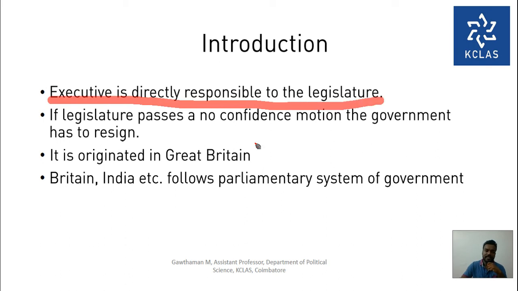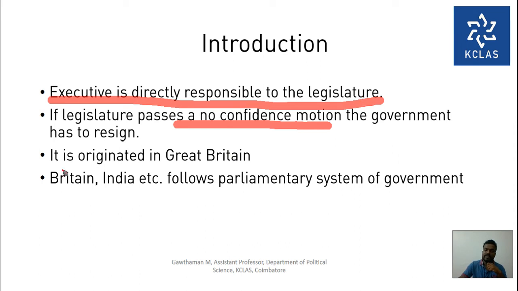So let us take the case of India. Here we can see that the Prime Minister, his cabinet and his council of ministers are responsible to the legislature. Legislature means the parliament, and specifically the Lok Sabha. If the legislature passes a no confidence motion, the government has to resign. That means if a no confidence motion is passed in the Lok Sabha or the parliament, the government has to resign. That is why the executive is directly responsible to the legislature.